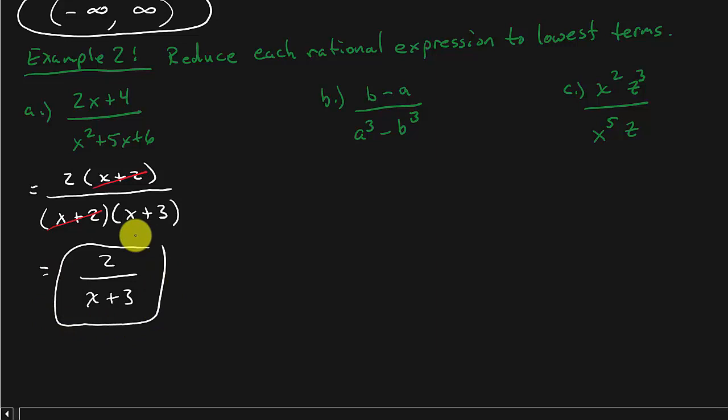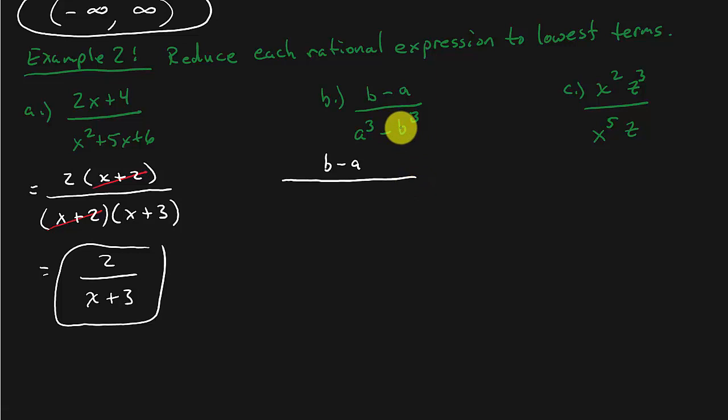All right, let's look at this next one. Well, b minus a, I can't factor anything there. So I'm just going to leave it b minus a over. Now this is the difference of two cubes. In the previous video on factoring, I go over how to factor the sum and difference of two cubes. If you don't want to watch that whole video, go to my channel. I have a video just on factoring the sum and difference of cubes. Just search for it on my channel and you'll find it.